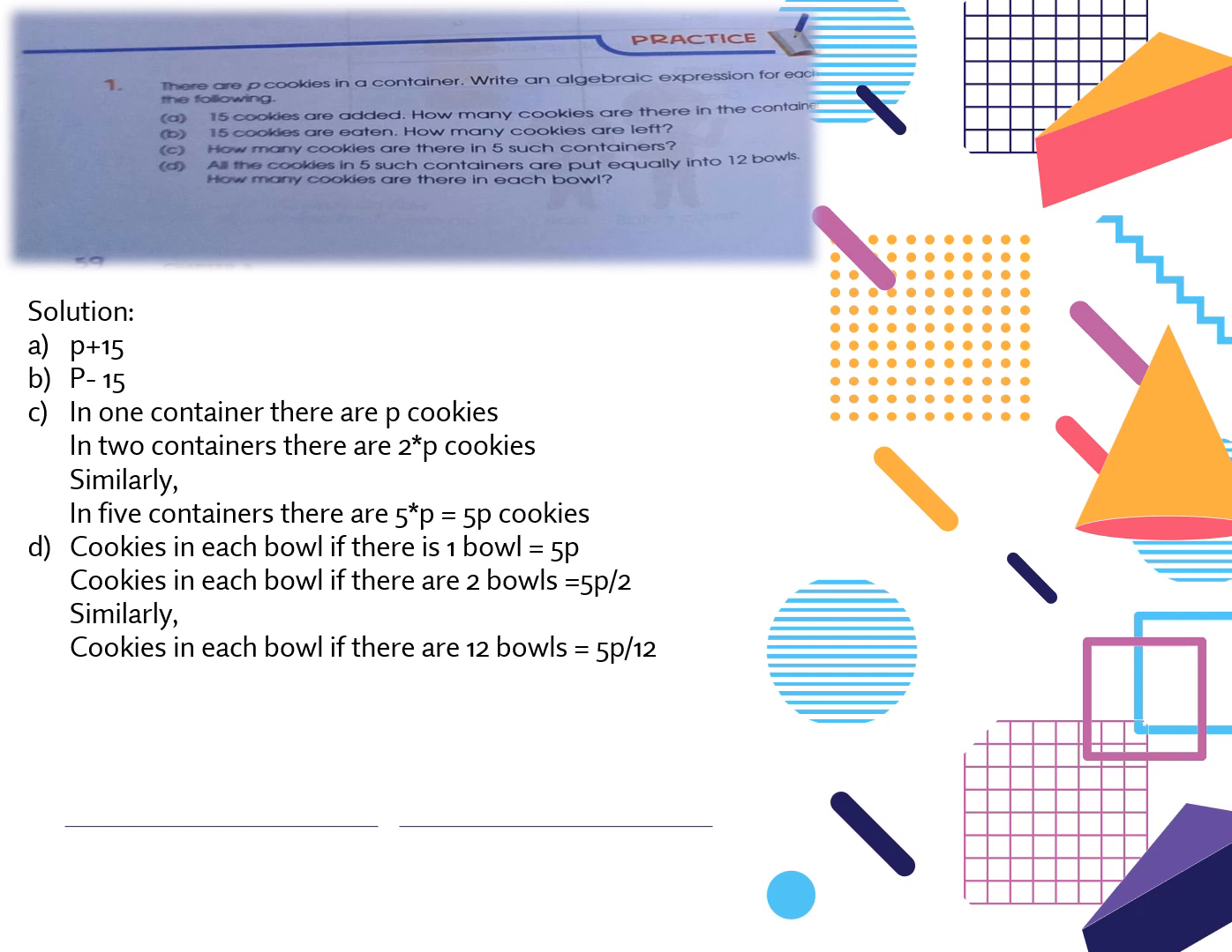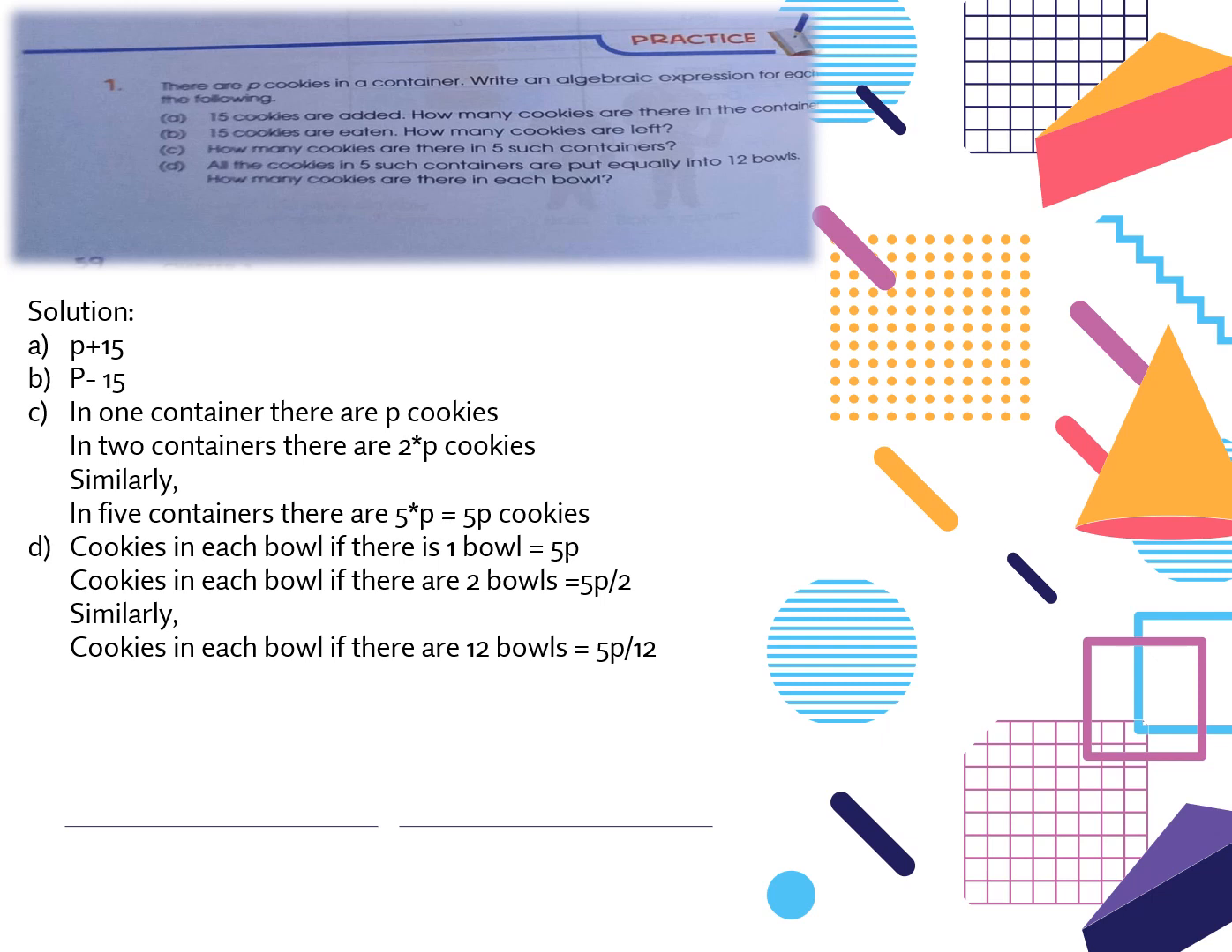Now we know that in one container there are P number of cookies. If there are 2 containers, then we simply multiply P by 2. Now for 5 containers, we are going to multiply P by 5 and our answer is 5P cookies. Now part D says all the cookies in 5 such containers are put equally into 12 bowls. How many cookies are there in each bowl?